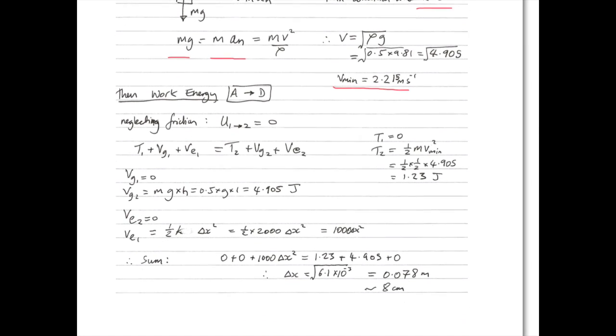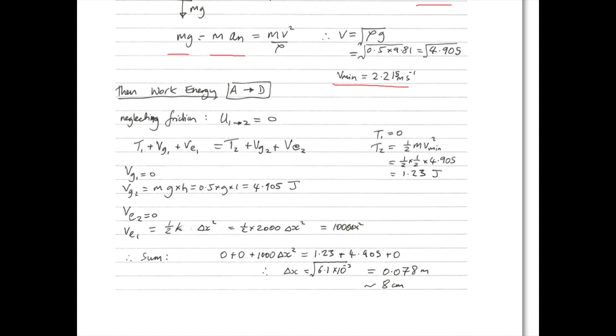So then we need to work out, neglecting friction, how much displacement of the spring is required so that it ends up with, at point D, the velocity 2.215. So we apply the energy balance equation, so the kinetic energy plus the initial potential energy due to gravity, potential energy due to the spring, is equal to the final kinetic energy, final gravitational potential, and the final spring potential.